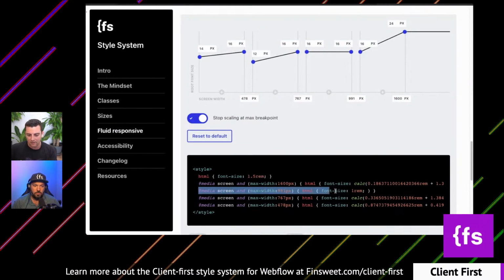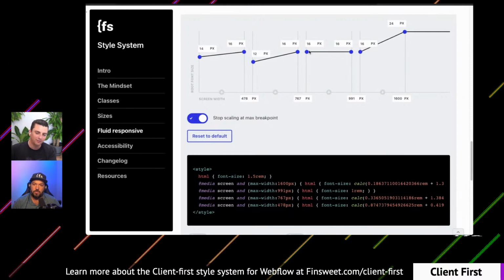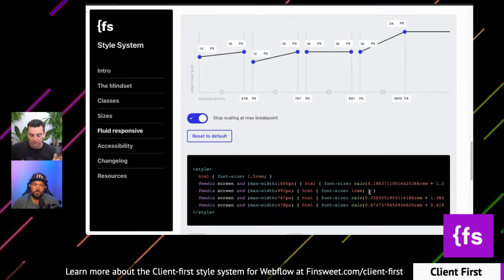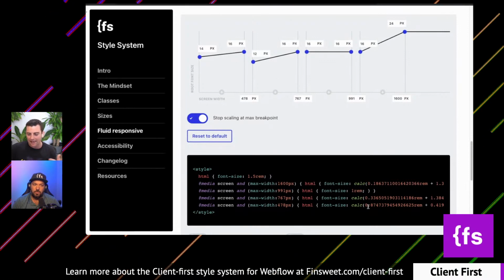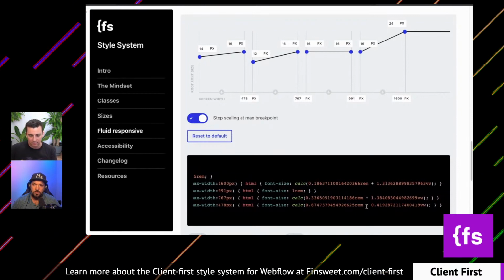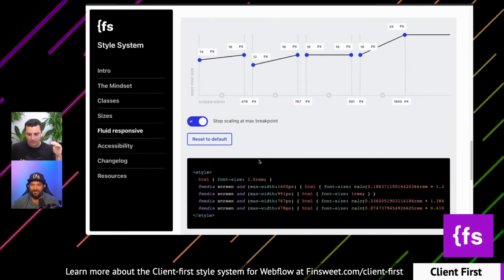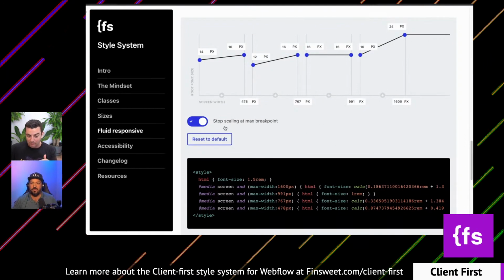Look at what we have here. We don't have the crazy calculations at 991, and that's because we have a straight line here. We have the 16 to 16. There is no scaling happening. So for this breakpoint, no scaling. Everything else that is scaling has a wild, unique calculation. And this is a very complex calculation that you never have to worry about. And 1.5 rem, that's because this stop scaling at max breakpoint is in there.